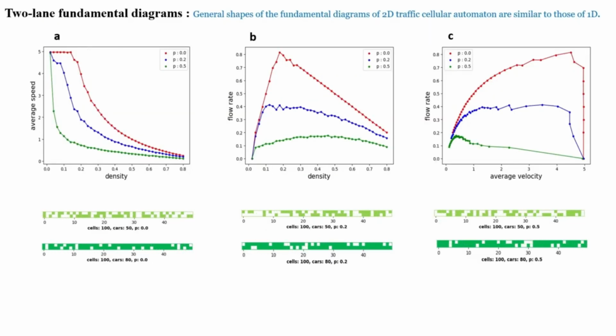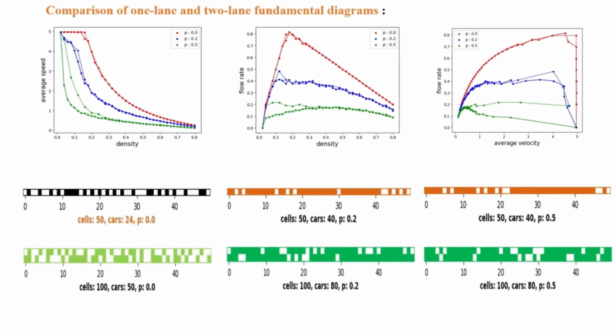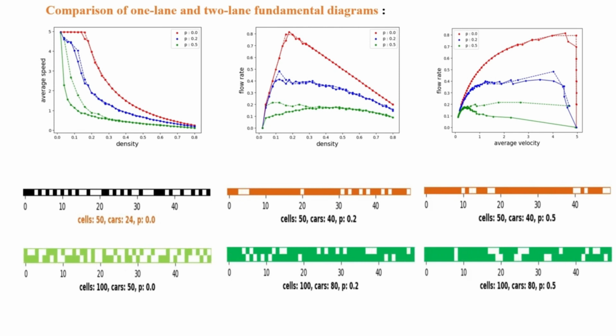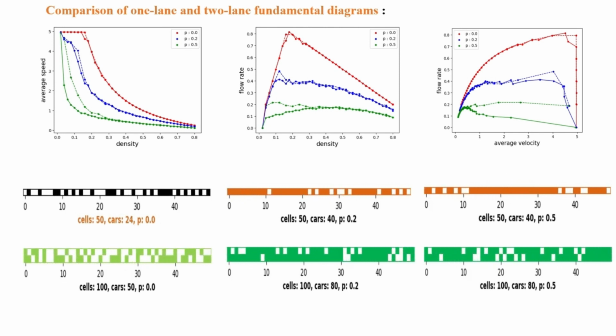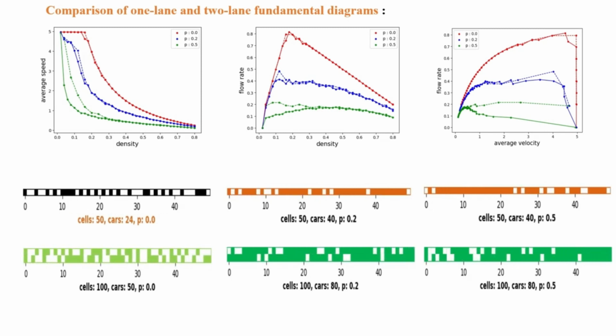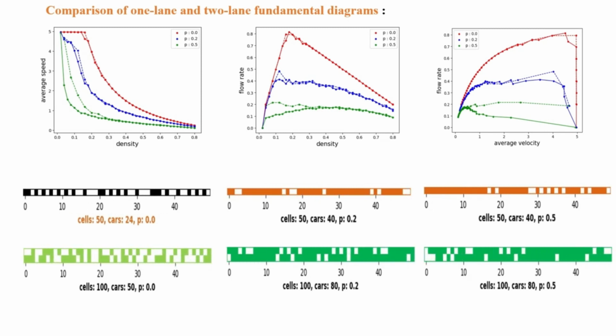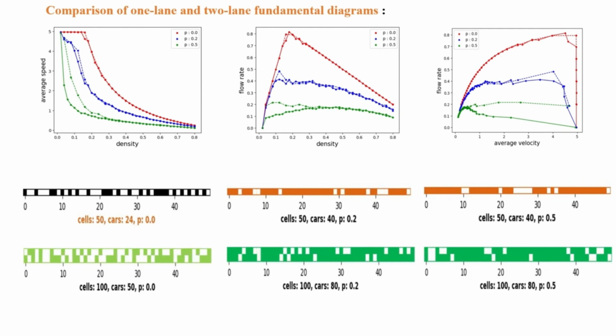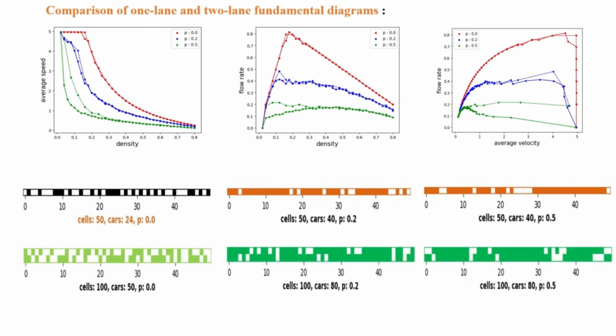And these are fundamental diagrams for the two-dimensional CA traffic model. Like time series diagrams, general shapes of fundamental diagrams are very similar to diagrams of one dimension. One dimension and two dimension fundamental diagrams are superimposed for comparison. We see that one dimension and two dimension diagrams are basically the same. Dotted lines are for one dimension and solid lines are for two dimension.